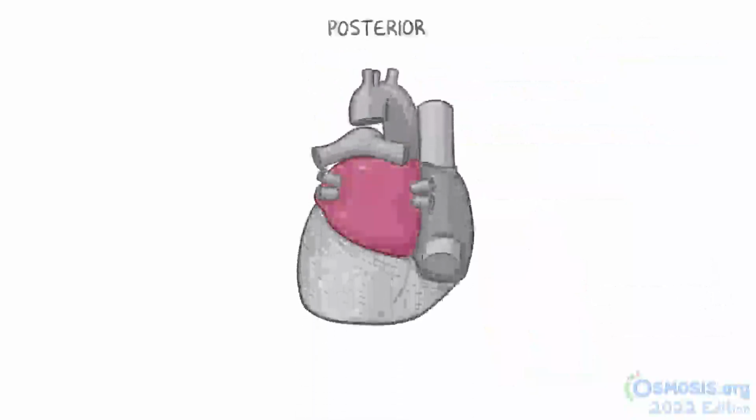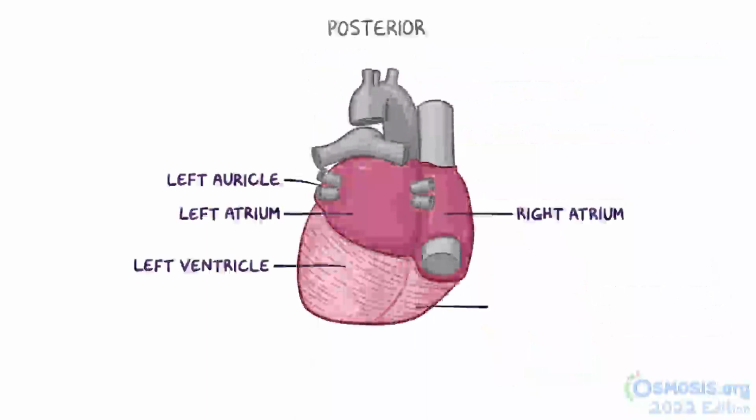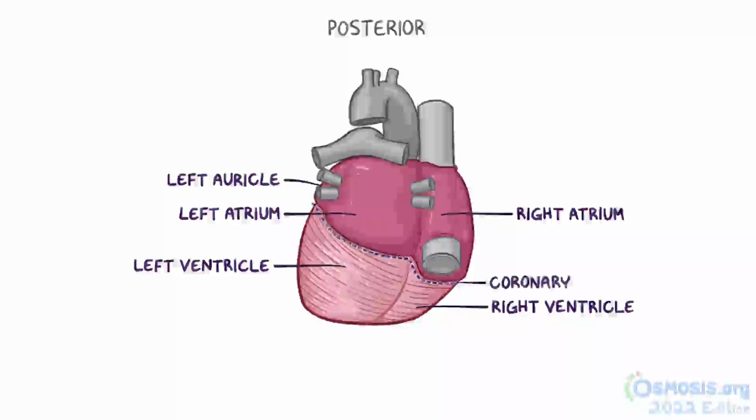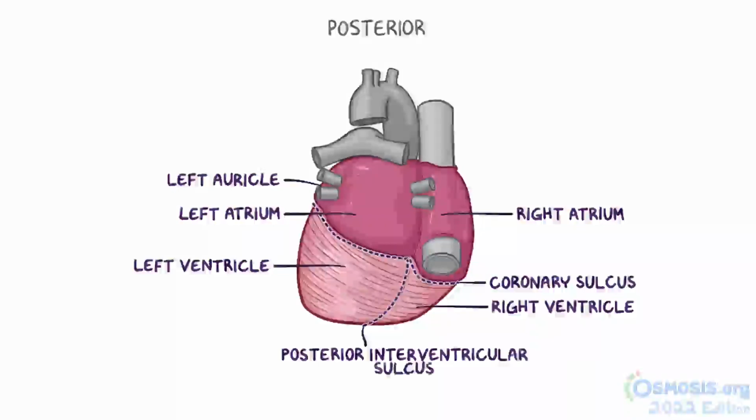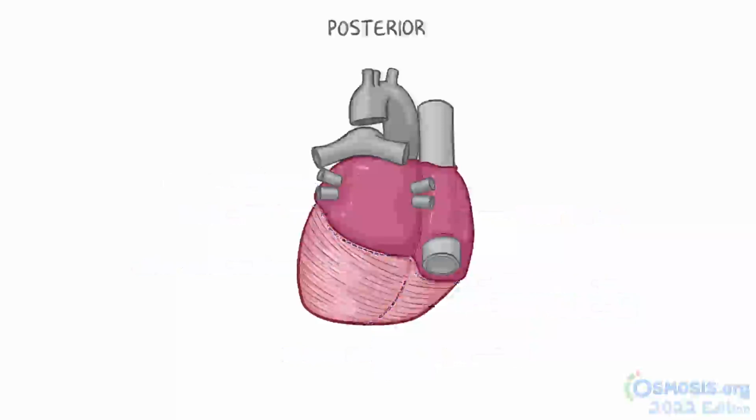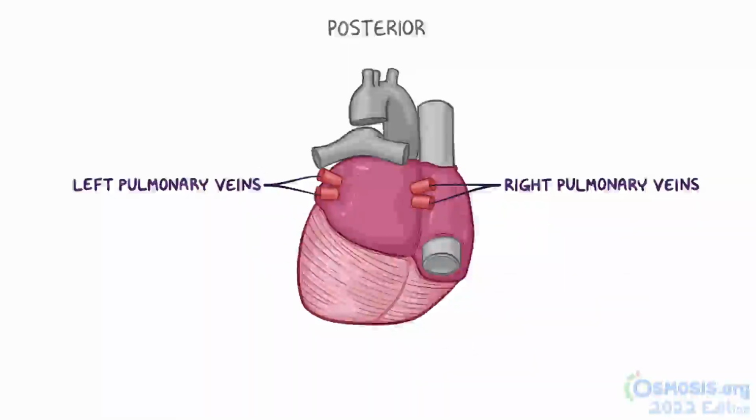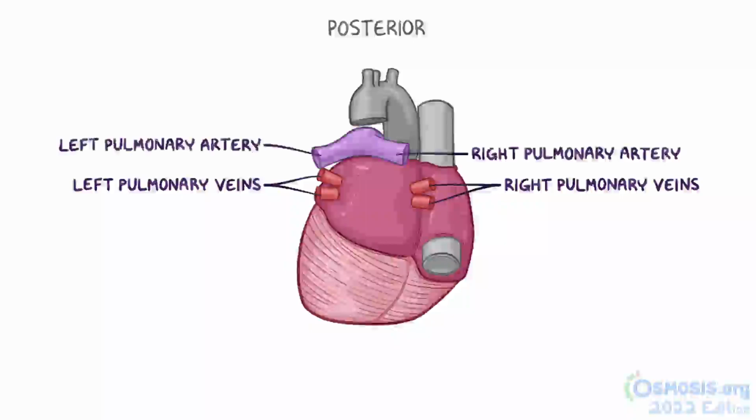Now, on a posterior view, we can see the left atrium and the left auricle, most of the left ventricle, as well as the right atrium and right ventricle. As before, the atria and ventricles are separated by the coronary sulcus, but now the right and left ventricle are separated by the posterior interventricular sulcus. In the upper portion, above the coronary sulcus, there are the great vessels. The left and right pulmonary veins, which bring oxygenated blood into the left atrium, and the left and right pulmonary arteries, which emerge from the pulmonary trunk and bring deoxygenated blood to the lungs above them, the aortic arch, and the superior and inferior vena cava.